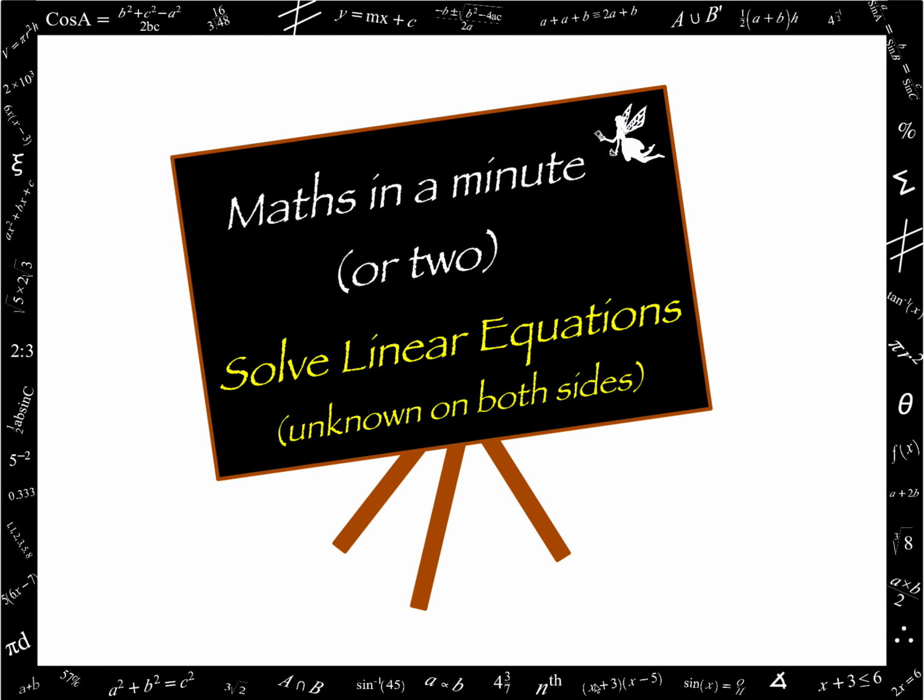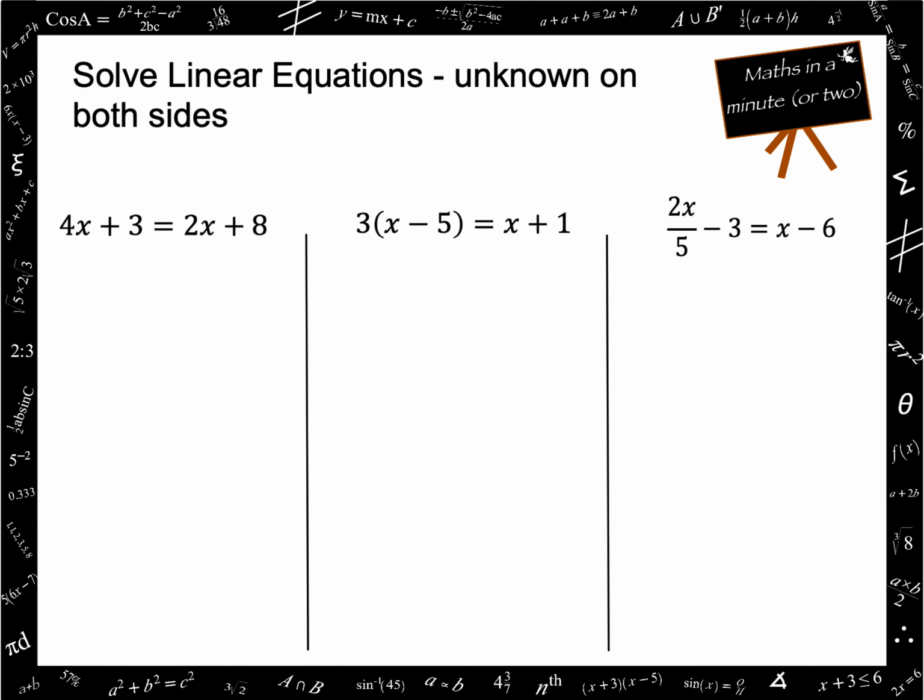This lesson is about solving linear equations when the unknown is on both sides. So I've got three examples here. One where we've got positives, one where we've got negatives in brackets, and one where we've got a fraction involved. Okay, so the first one, we need to get x on its own.